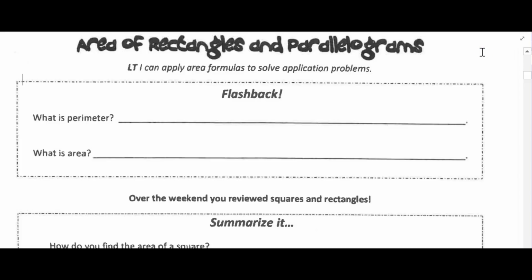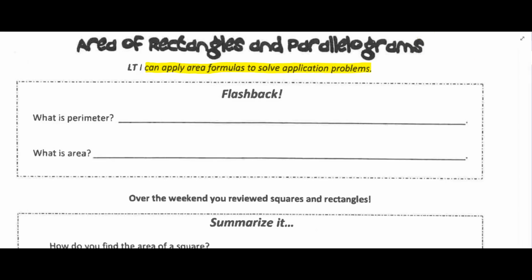In this video, we're going to start talking about area. We're going to look at area of rectangles, parallelograms, and at the end of the video, you want to make sure that you can apply the area formulas to solve some application problems. So that's the overall goal that we want to accomplish.